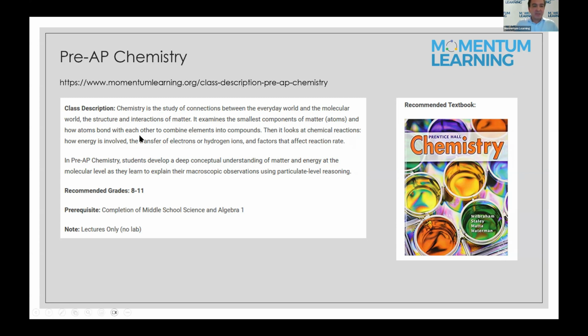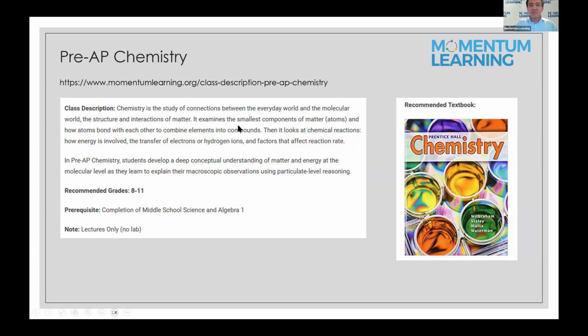The description, we can read together. Chemistry is the study of connections between the everyday world and the molecular world, the structure and interactions of matter. So basically, we are learning about matter at the microscopic level, and physics will be studying it on the macroscopic level. They are also studying matter and its interactions, but on a macroscopic level. They are studying the larger objects. But when we talk about chemistry, it is teeny tiny, we cannot even see them.